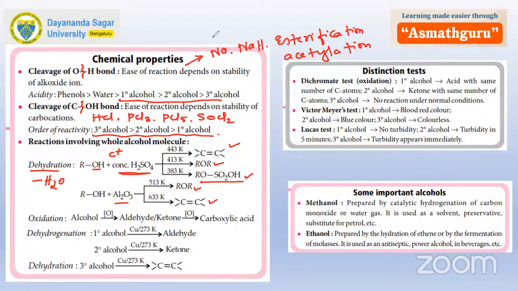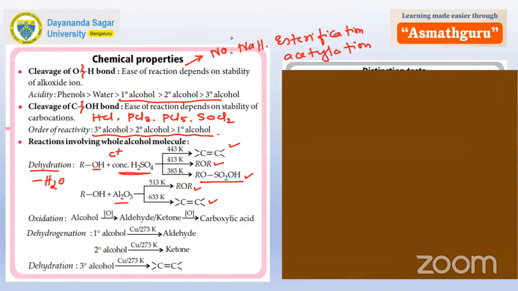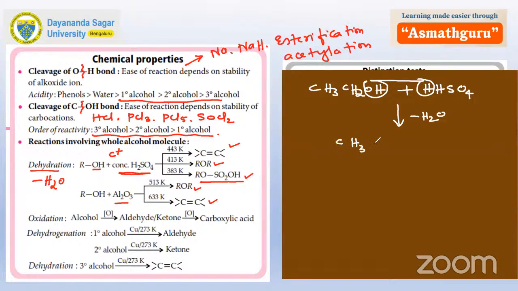Let me take a board. I'll write it here. Let us take one alcohol, for example, CH3CH2OH, ethanol. It reacts with sulfuric acid. Let us write sulfuric acid as H-HSO4 rather than H2SO4. The OH will combine with H to form water. This is dehydration. What do we get? We get CH3CH2, that is ethyl, and hydrogen, so ethyl hydrogen sulfate.